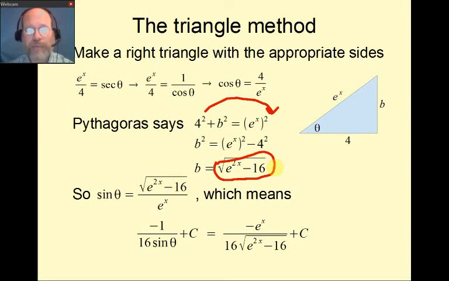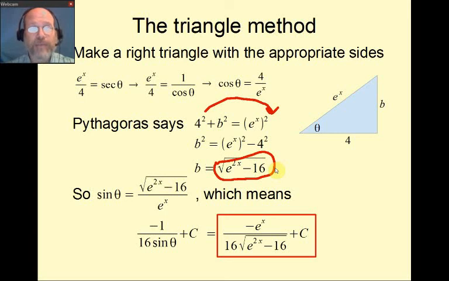This whole thing. And it's ugly, no two ways about it, but the integration itself wasn't that bad, was it? Because we changed things into trig functions. Again, as always, I strongly recommend you take this result and take its derivative and make sure that you get back the original function in terms of e to the x that you started with.